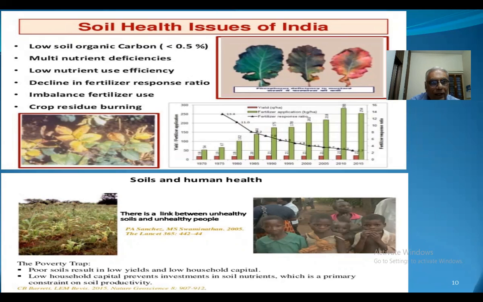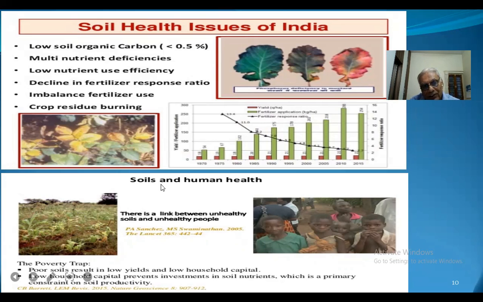Then crop residue burning. You know that in Uttar Pradesh, Punjab and Haryana, the crop residue of the rice and wheat is burned by the farmers and there will be air pollution. And we have noticed in Delhi, there will be air pollution.